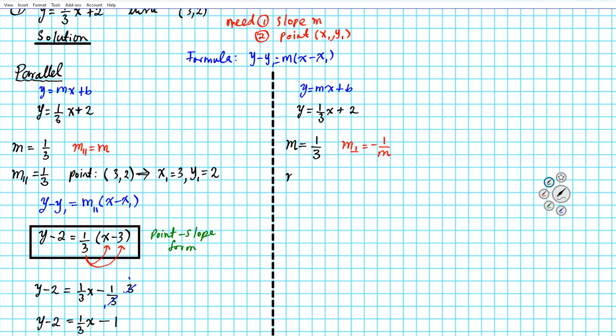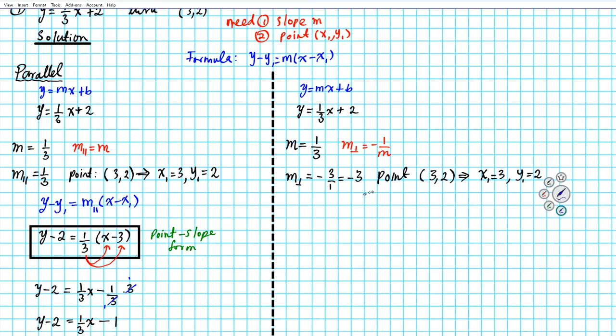So m perpendicular is going to be, you do the opposite and you flip the numbers. So it's going to be negative, since this is positive, 3/1, which simplifies to -3. That's the slope of the perpendicular line. We also need a point. The point is the same as the other one, (3, 2). So x1 is 3 and y1 is 2.